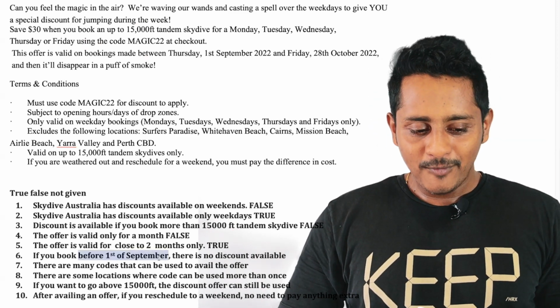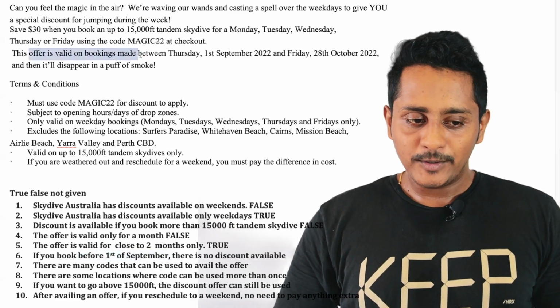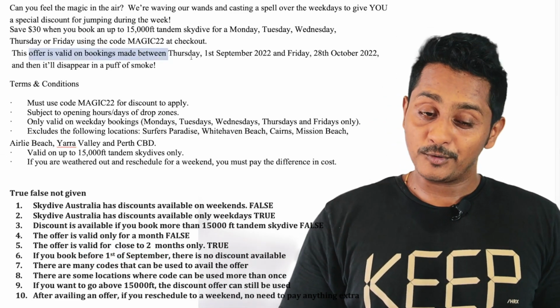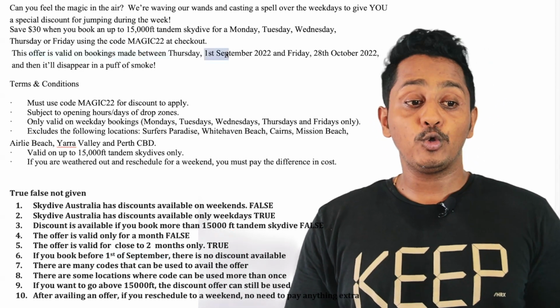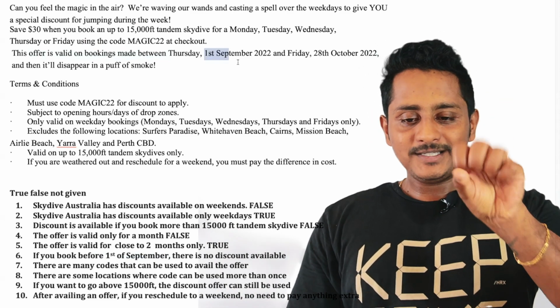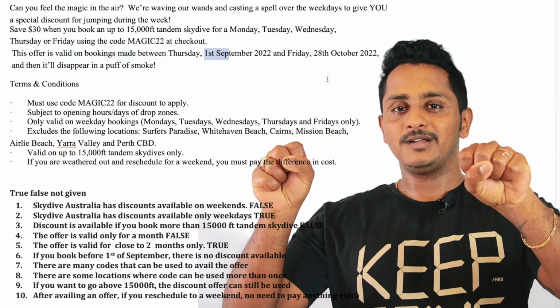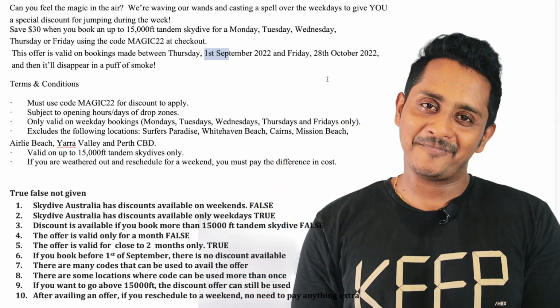If you book before 1st of September, there is no discount available. It says the discount is valid on bookings between 1st September and 20th October. So before September, it is not given. No. Pay more attention. It is valid between 1st September to 20th October. Before September, it is not valid. That is how you deduce things.